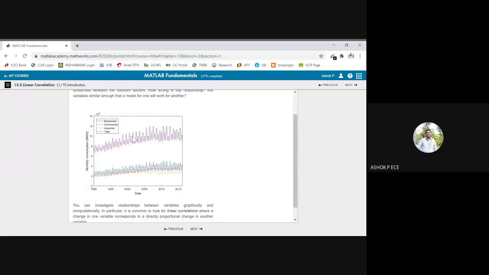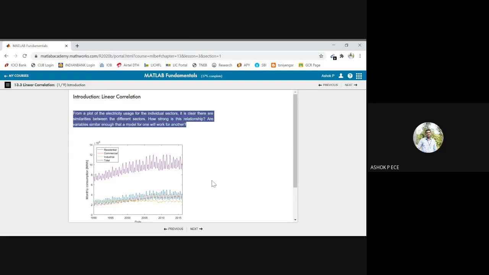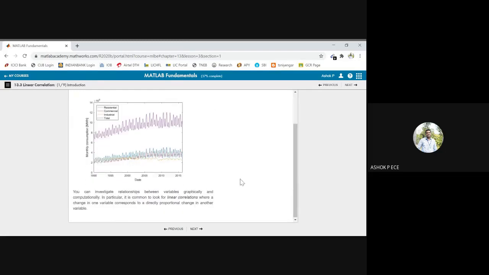So now we are going to go for correlation. So what is correlation? Correlation means you're finding some similarity between data. So we have seen in this graph residential, commercial, industrial, and total. Do you find that there is a similarity between the different data? Or if there is some similarity, whether the similarity is strong or weak, are the variables similar enough that if you substitute one variable for another, you can use the other thing? Investigating those parameters is what you call correlation.